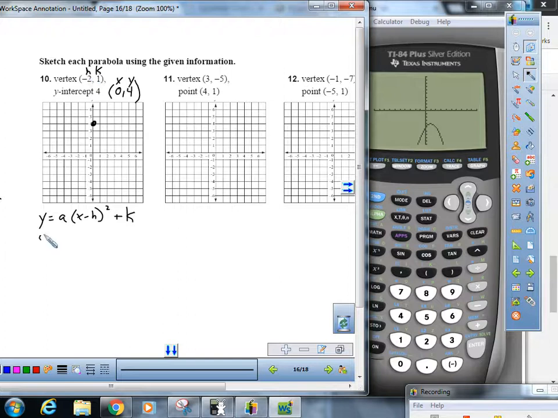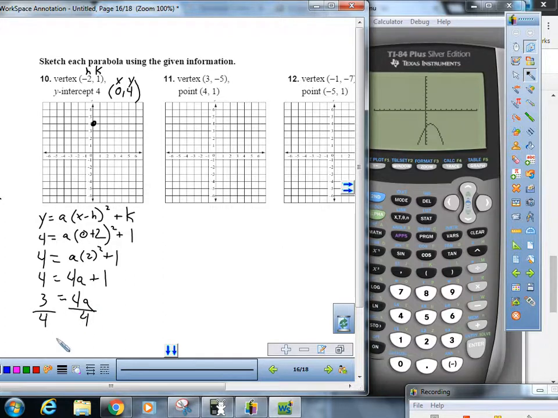Okay, so 4 equals a times 0 minus a negative 2, so plus 2, squared plus 1. Okay? 4 equals a times 2 squared plus 1. 4 equals 4a plus 1. 3 equals 4a. Divide each side by 4. And you get a equals 3/4. Okay, it says sketch each parabola using the given information.